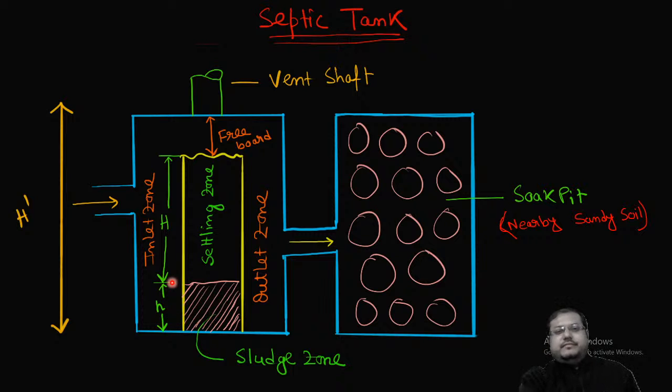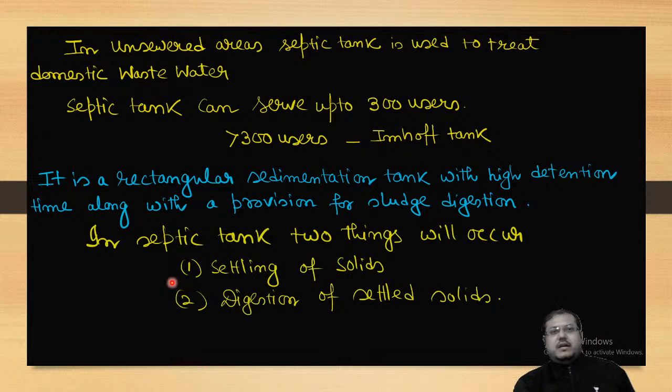Let's go to the discussion. In unsewered areas, septic tank is used to treat the domestic wastewater. The septic tank can serve up to 300 users. For more than 300 users, Imhoff tank will be used. And it is a rectangular sedimentation tank with high detention time, along with the provision for sludge digestion process.